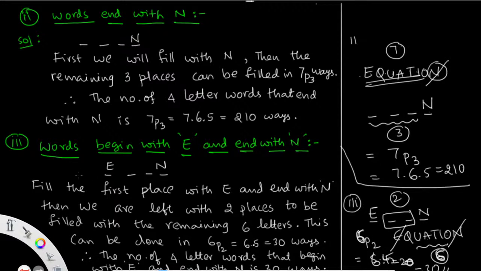The question is given: words that begin with E and end with N. So total, to form a 4-letter word, that should be 1, 2, 3, 4. So the first place with E and the last place with N. So two places are fixed. Next, the remaining two places, and the remaining letters are 6 letters. So this can be done in 6P2 ways. 6P2 is nothing but 6 into 5. 6 into 5 is 30. 30 ways we have to fill. Therefore, the number of 4-letter words that begin with E and end with N is 30 ways.